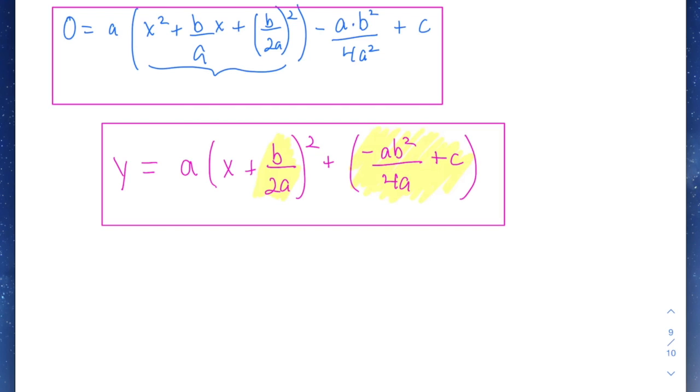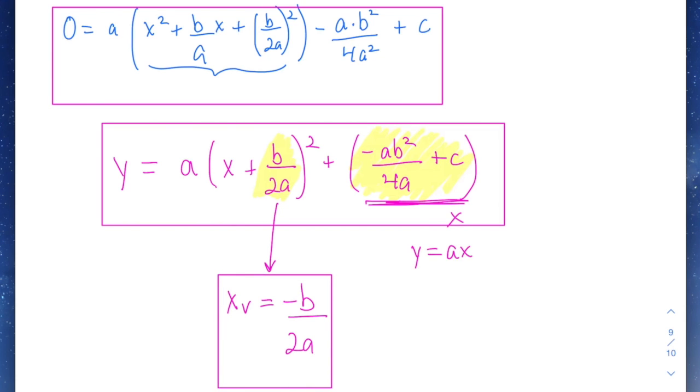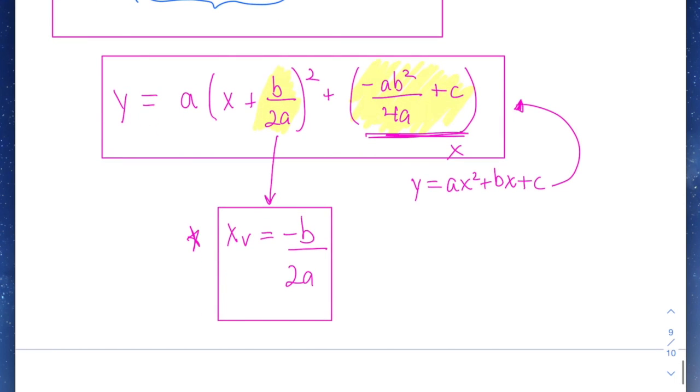Now I will say that this part is a little bit confusing, so we generally don't look at that, but what we will notice is that the x value of our vertex is negative b over 2a. So the moral of this story is, if I take y equals ax squared plus bx plus c, and I complete the square, okay, I get this guy, which tells me that the x value of my vertex is negative b over 2a.